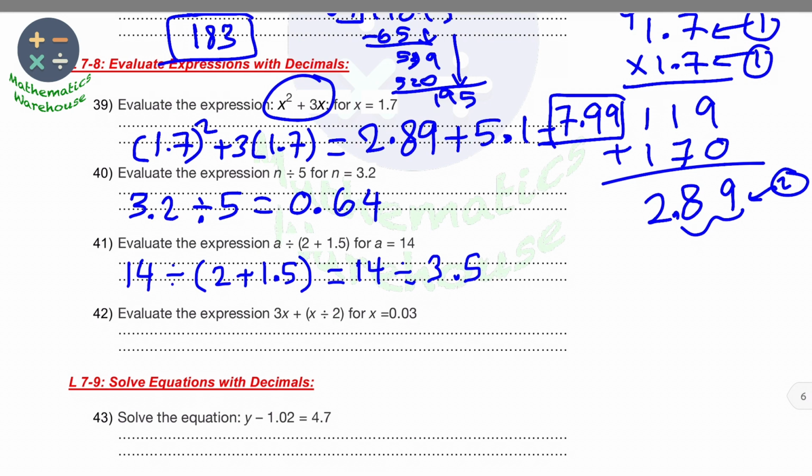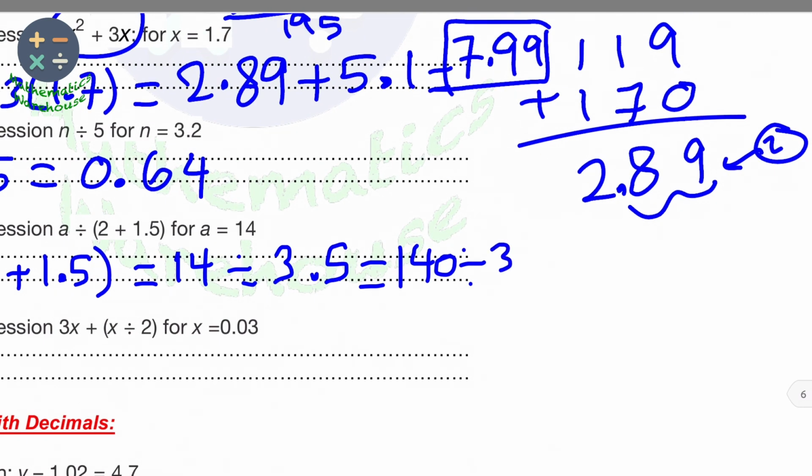We cannot divide like this. We have to multiply both of them by 10. So it would be 140 divided by 35. 140 divided by 35 equals 4. And this is the answer.